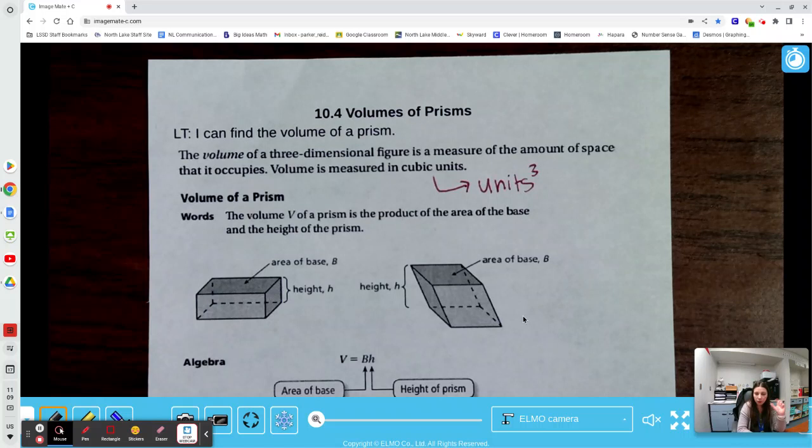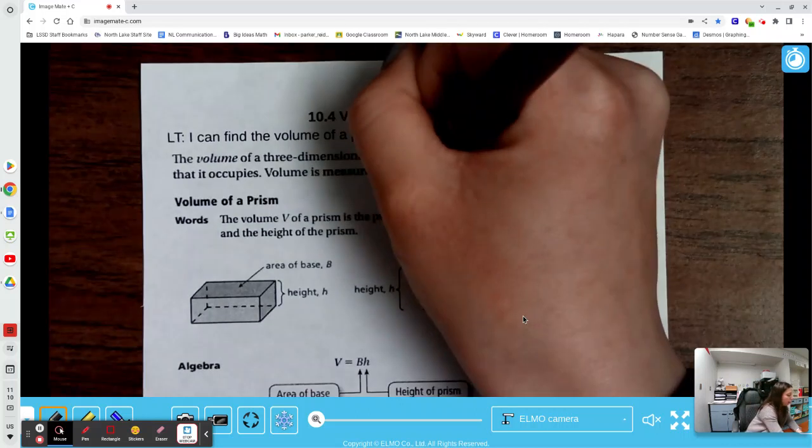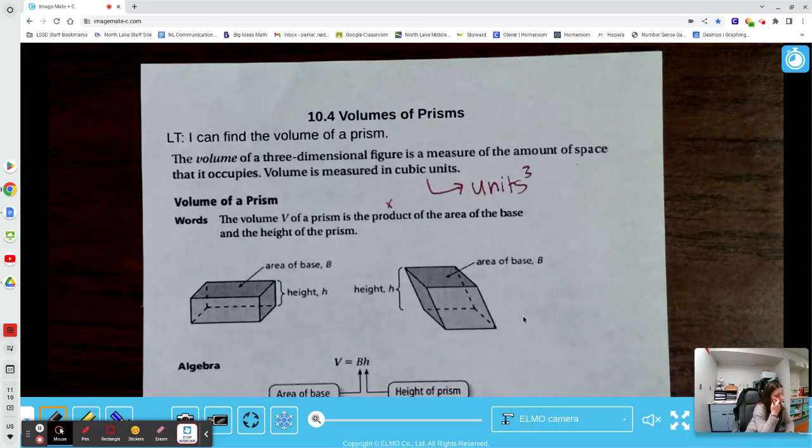You could think about when you hear cubic units or units cubed, imagine that you have a box and you're filling it up with tiny little cubes and you're seeing how many fit inside. That would be an example of volume, seeing the space that a three-dimensional figure occupies, how much stuff you can fill it up with. So for volume of a prism, the volume, capital V, of a prism is the product, remember product means multiplication, of the area of the base and the height of the prism.